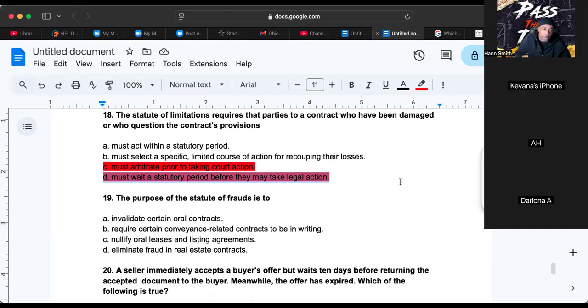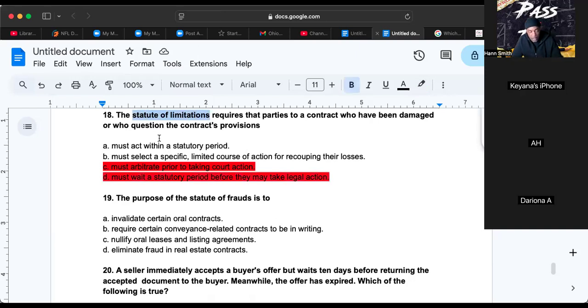B. You think it is B? I'm not sure which one it is, but looking at it, we haven't covered it, so I would go for B. All right. So in this one, statute of limitations, let's just Google that definition.